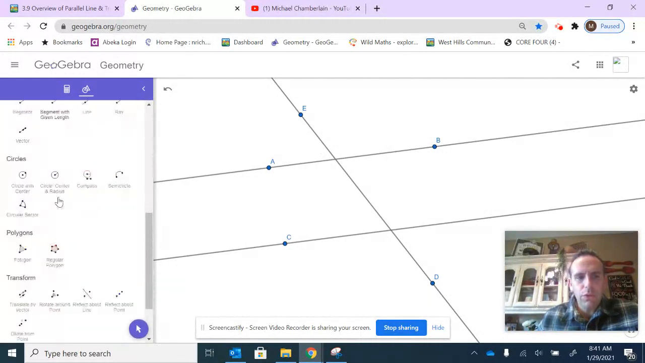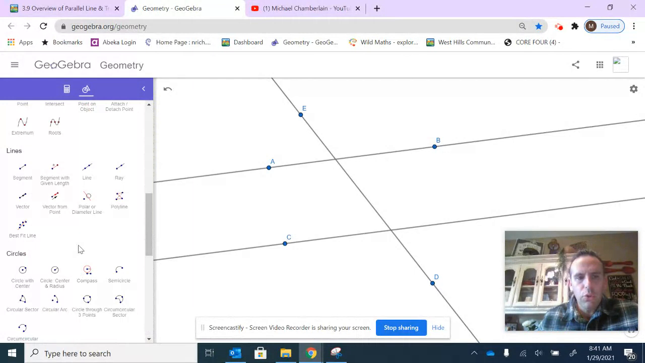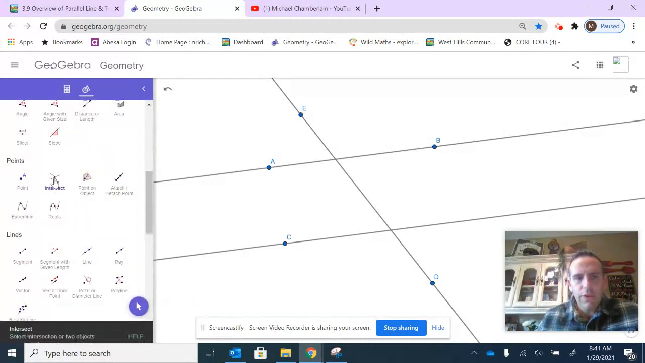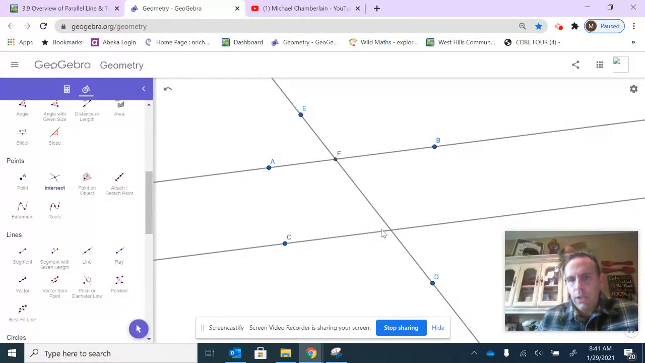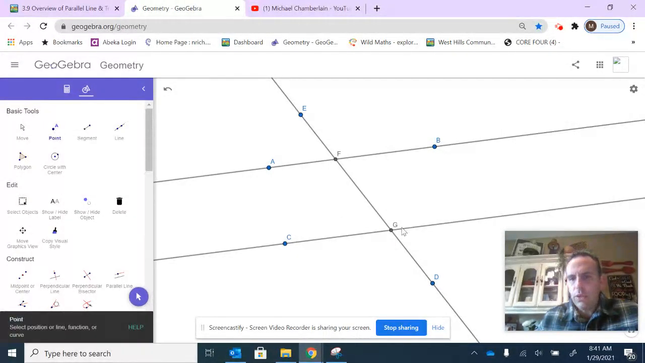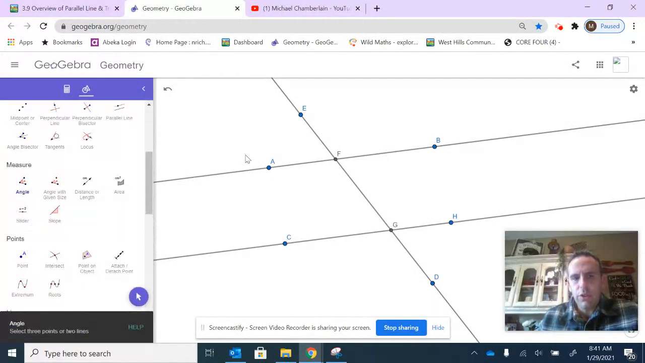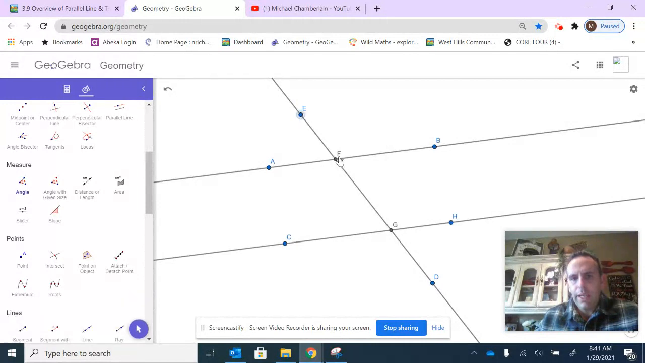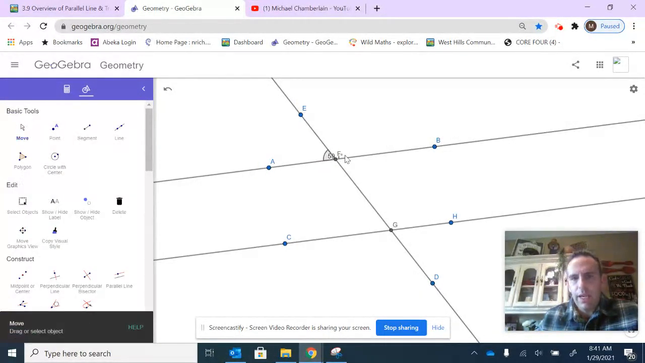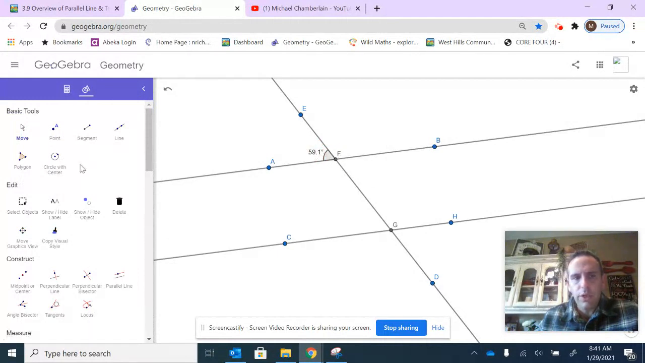It might be useful, and I would suggest clicking More once again, to find the intersection points here so that you can more easily determine the angles, and make sure that every arm that comes off of that point has a point, so you can click on it when you're measuring the angle. And you'll figure that out yourself as you do it. So when we choose an angle, we could click E, F, A, and it gives us the measure of the angle as 59.1 degrees.